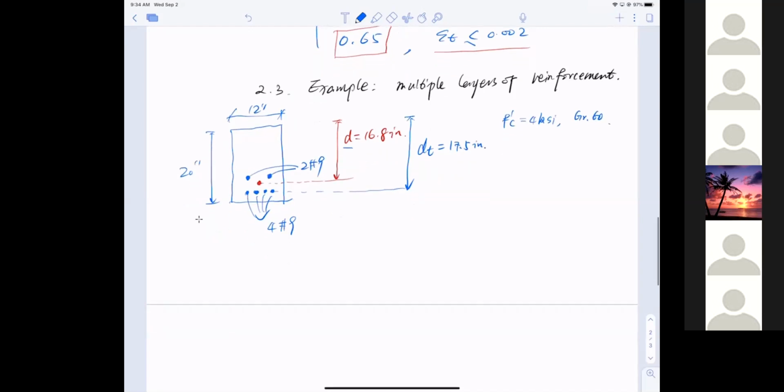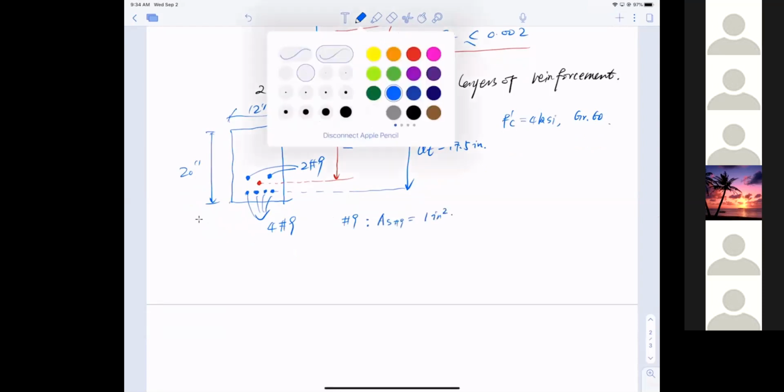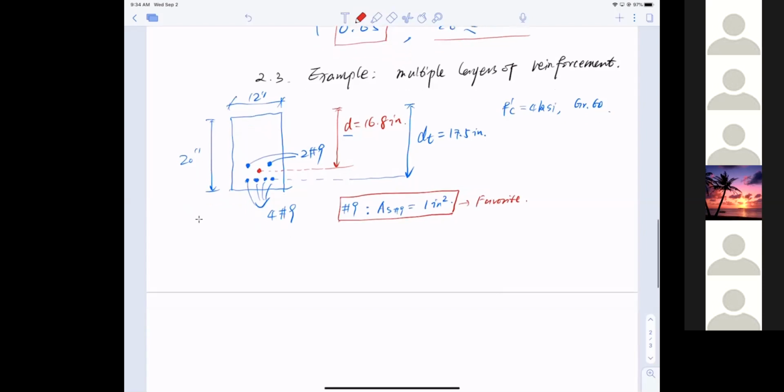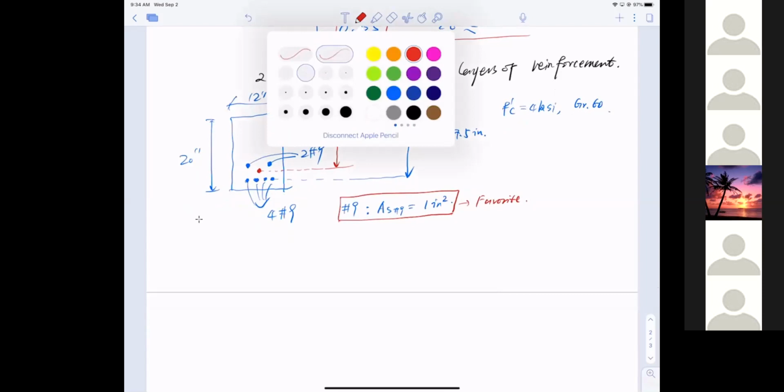All right, so number 9 bars. The area As for number 9 bars, per each bar, is 1 inch squared. That's why it is my favorite bar. If you see number 9 bars, you are in luck, because each bar has a cross-section area of 1 inch squared. So that is our problem. Let's try to solve it together.